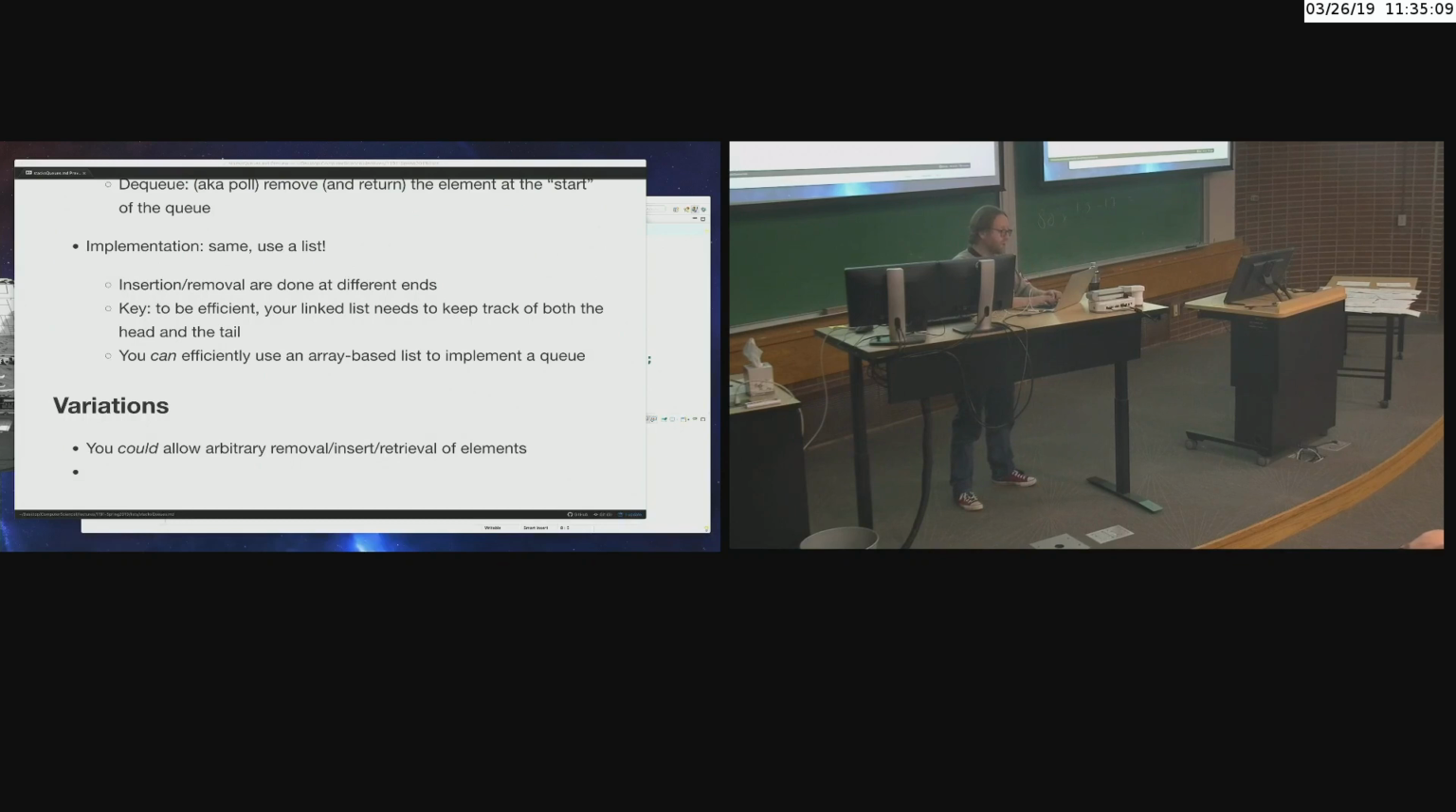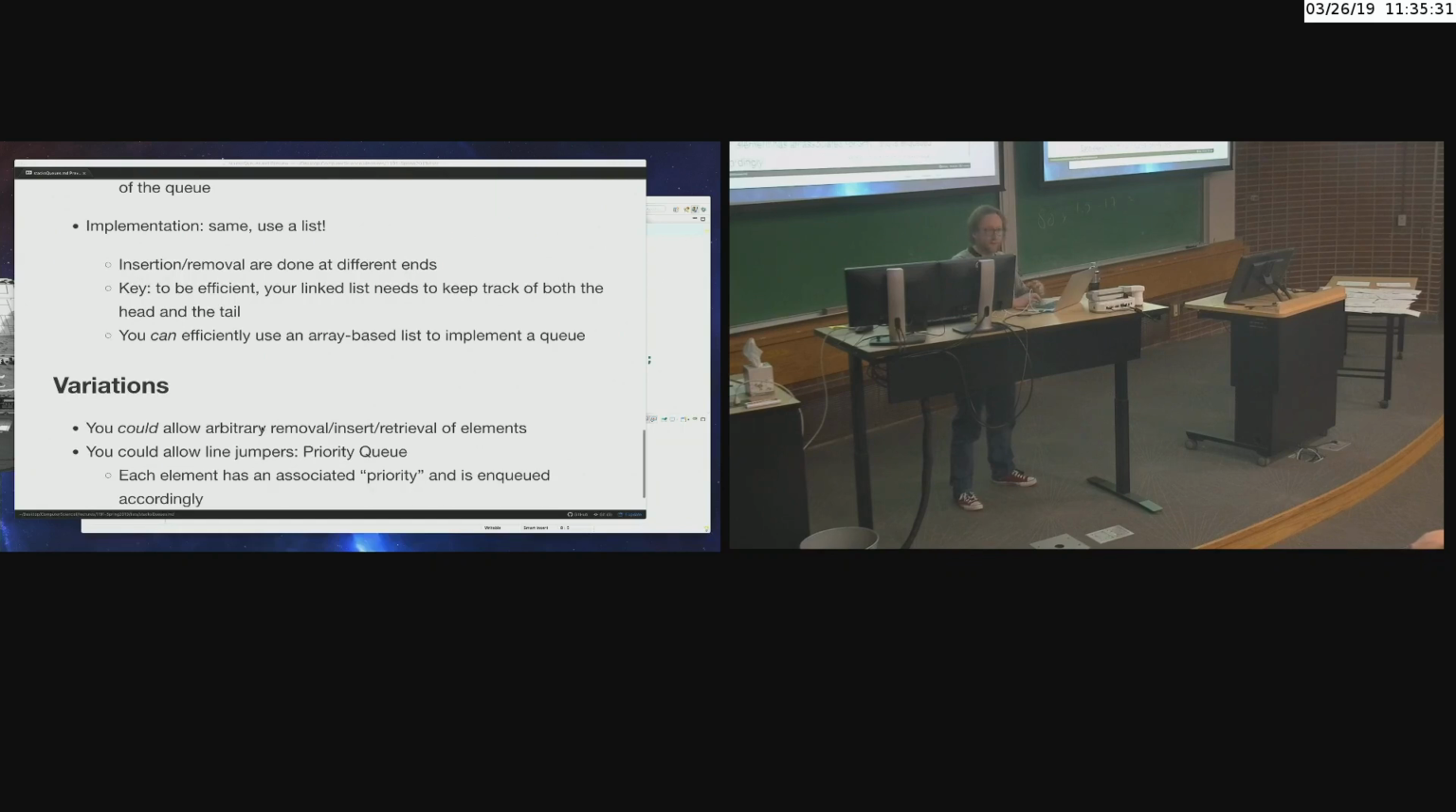For example, you could allow line jumpers. This is called a priority queue. Each element has an associated priority and is enqueued accordingly, so that things with high priority get to go to the front of the list. You could have high priority, low priority, so just 2 levels of priority, or you could have, say, 20 levels of priority, where number 1 is the highest priority and gets to go to the front of the list. Number 20 is the lowest priority and always goes to the end of the list.